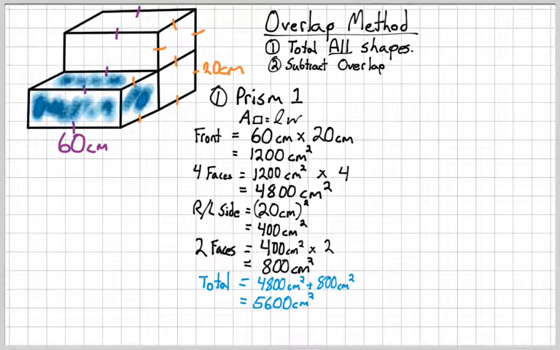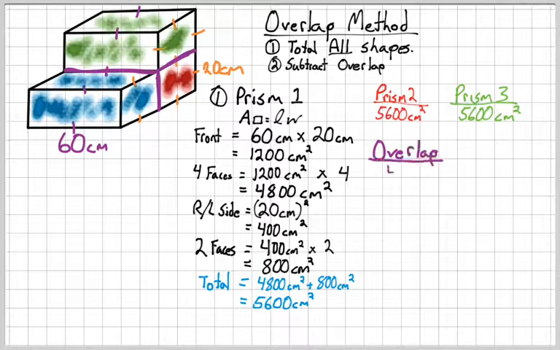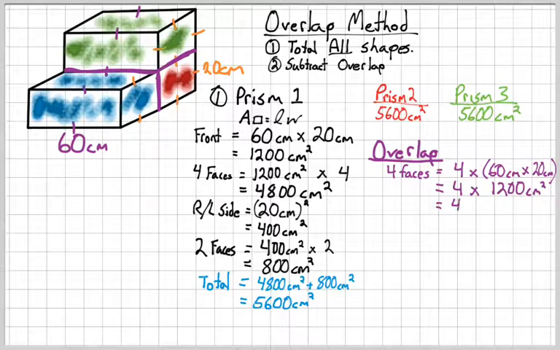Now if we look at each individual prism, they would all have that same surface area. But because they are stuck together, or contacting each other, we have to calculate our overlap. So we have 4 faces in total that are overlapped, and those faces are all 60 by 20. We multiply those 4 faces times 1200, and we end up with a total of 4,800 centimeters squared of overlap.